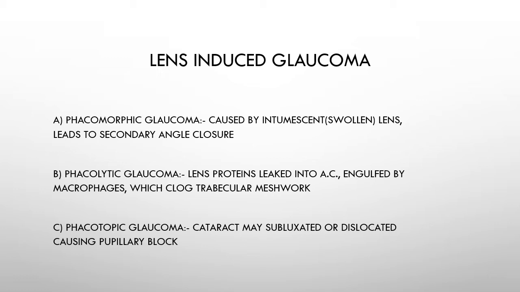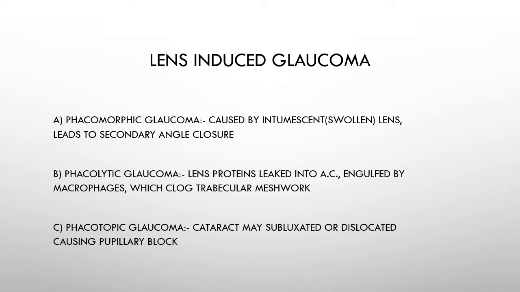In an intumescent cataract, there is swelling of the lens that will cause secondary angle closure of the anterior chamber, and that will lead to angle closure glaucoma. So it is because of the change in morphology of the lens that it is called phacomorphic glaucoma. Next is phacolytic glaucoma.